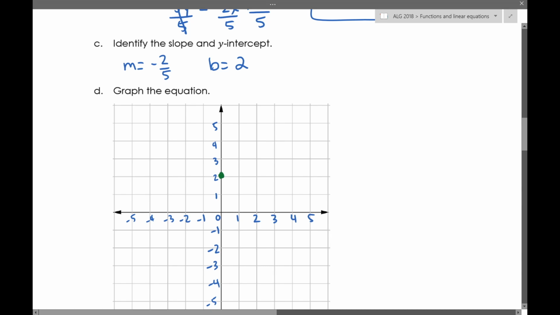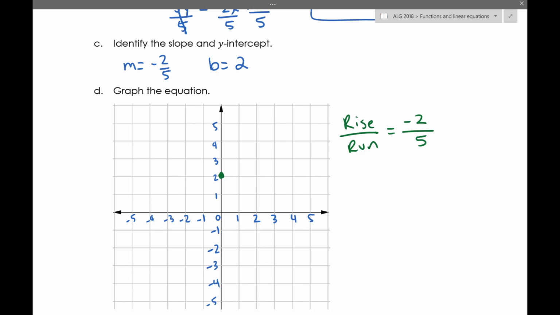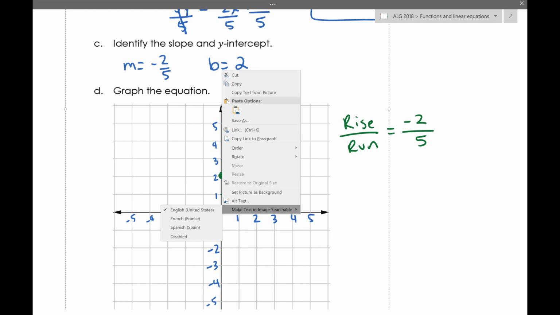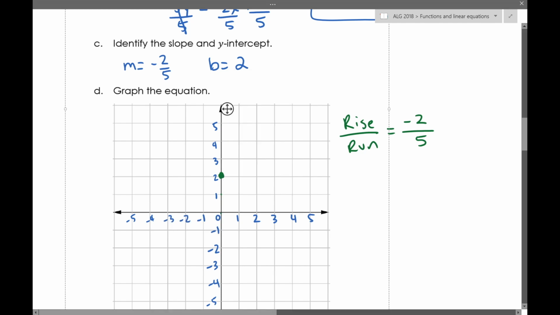Alright, so my slope, my rise over run, is going to be -2/5. So once again, I have to use my rise over run, but this time I have a negative. Since I have a negative, instead of going up 2, I'm going to go down 2. So I go from 2, I go down 2, so 1, 2. And remember, I always go to the right. How many am I going to go to the right? I'm going to go to the right 5. So 1, 2, 3, 4, and 5.